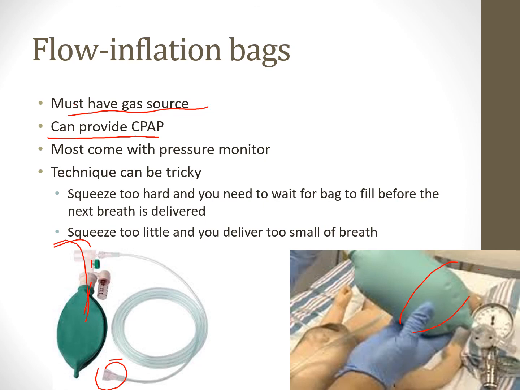Most of them come with a little pressure manometer. That's this thing here. And it will rise and fall. So we know that we're giving this baby 20 centimeters of pressure for the breath, and 5 centimeters of CPAP. So it would be 20 over 5. Our IPAP would be 20 and our EPAP would be 5, right? Pretty cool. So we have that feature that comes with most of them.